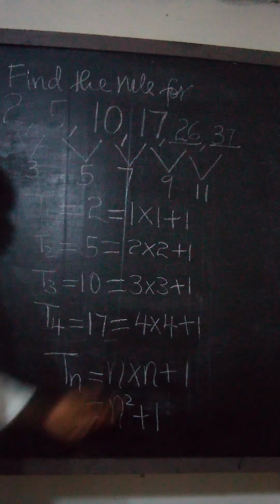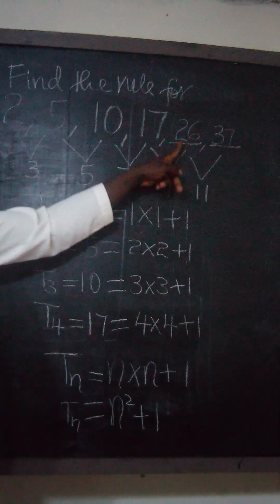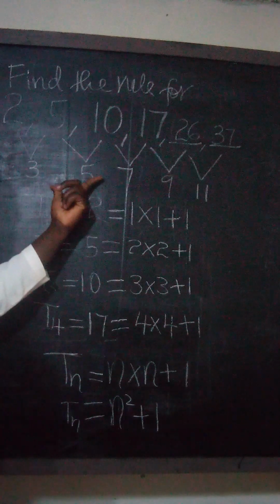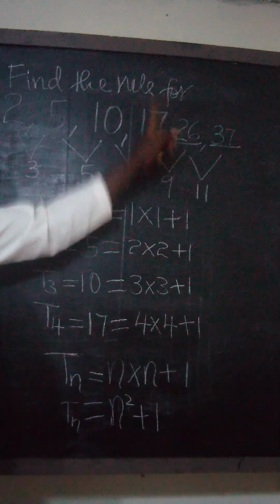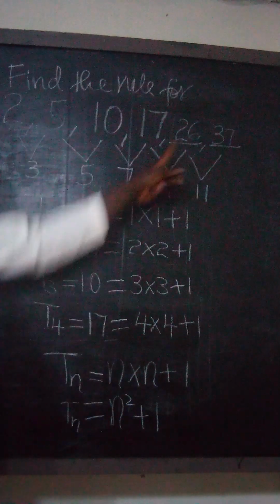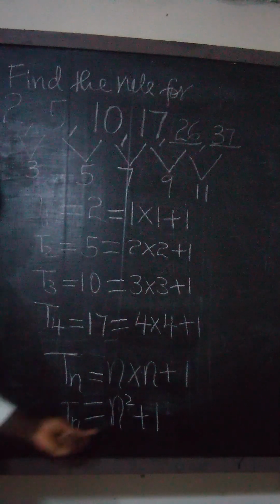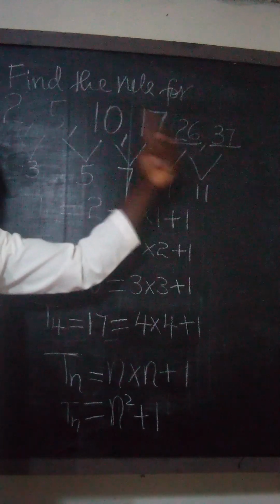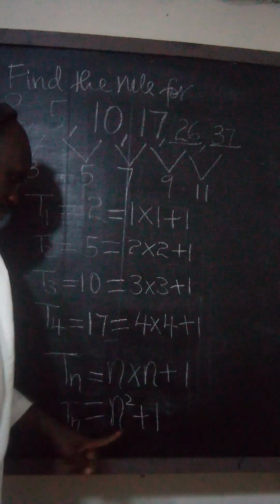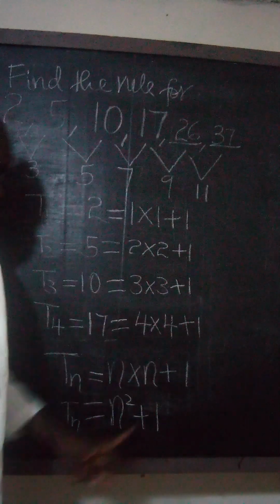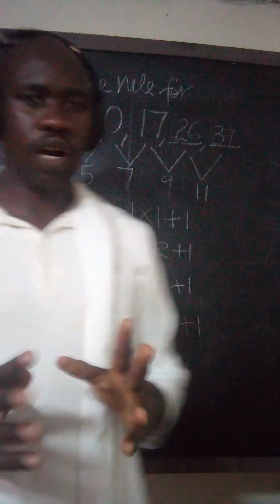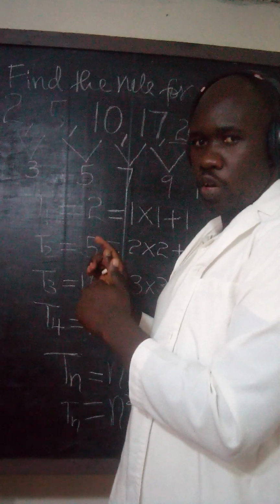And we can even test whether it is true. When we used the other pattern, 26 was the next number, which is the fifth number, so n is 5. 5 squared is 25, plus 1 is 26. The next number, which is 37, is the sixth number. 6 squared is 36, plus 1 is 37. And that's how we can go about deducing the rule for each sequence.